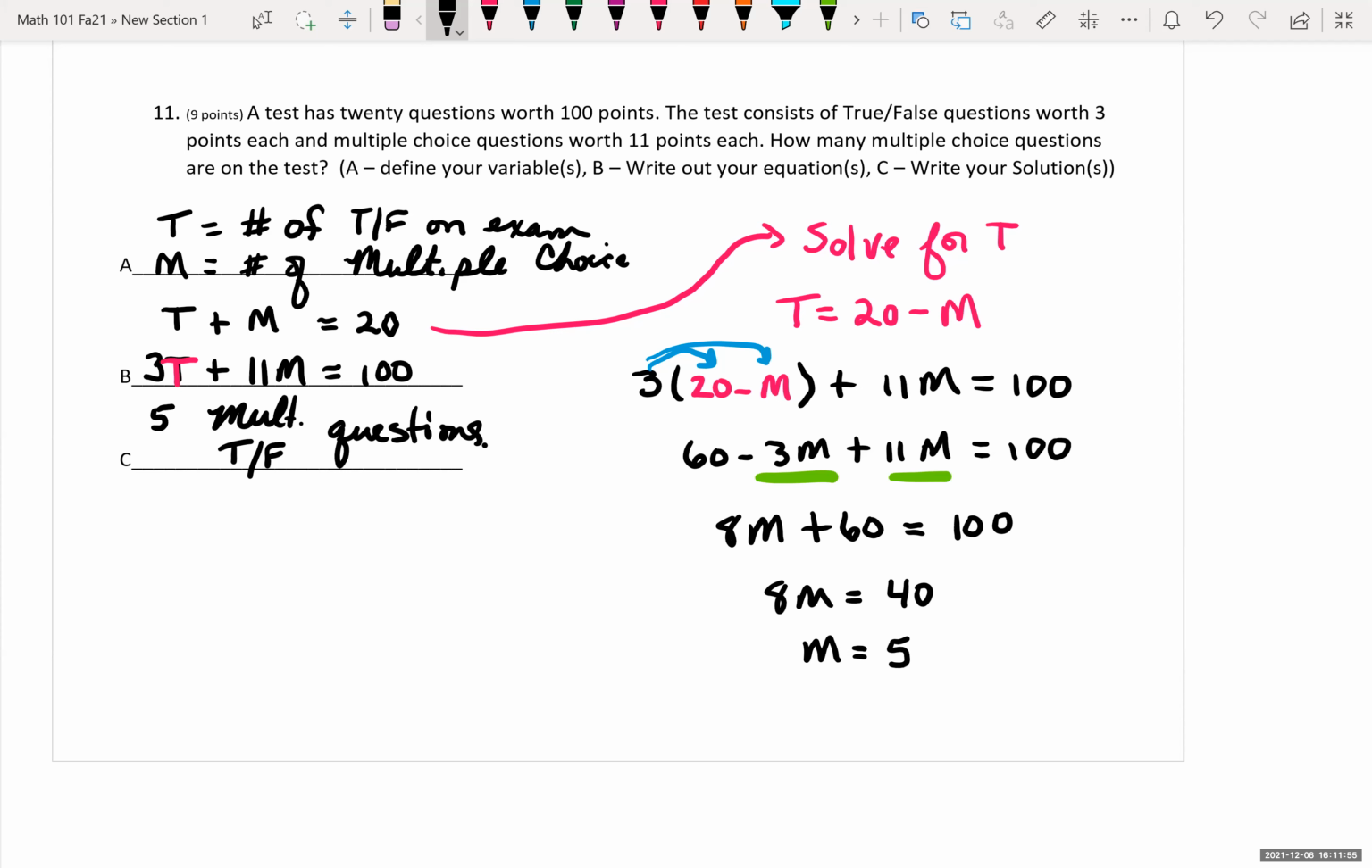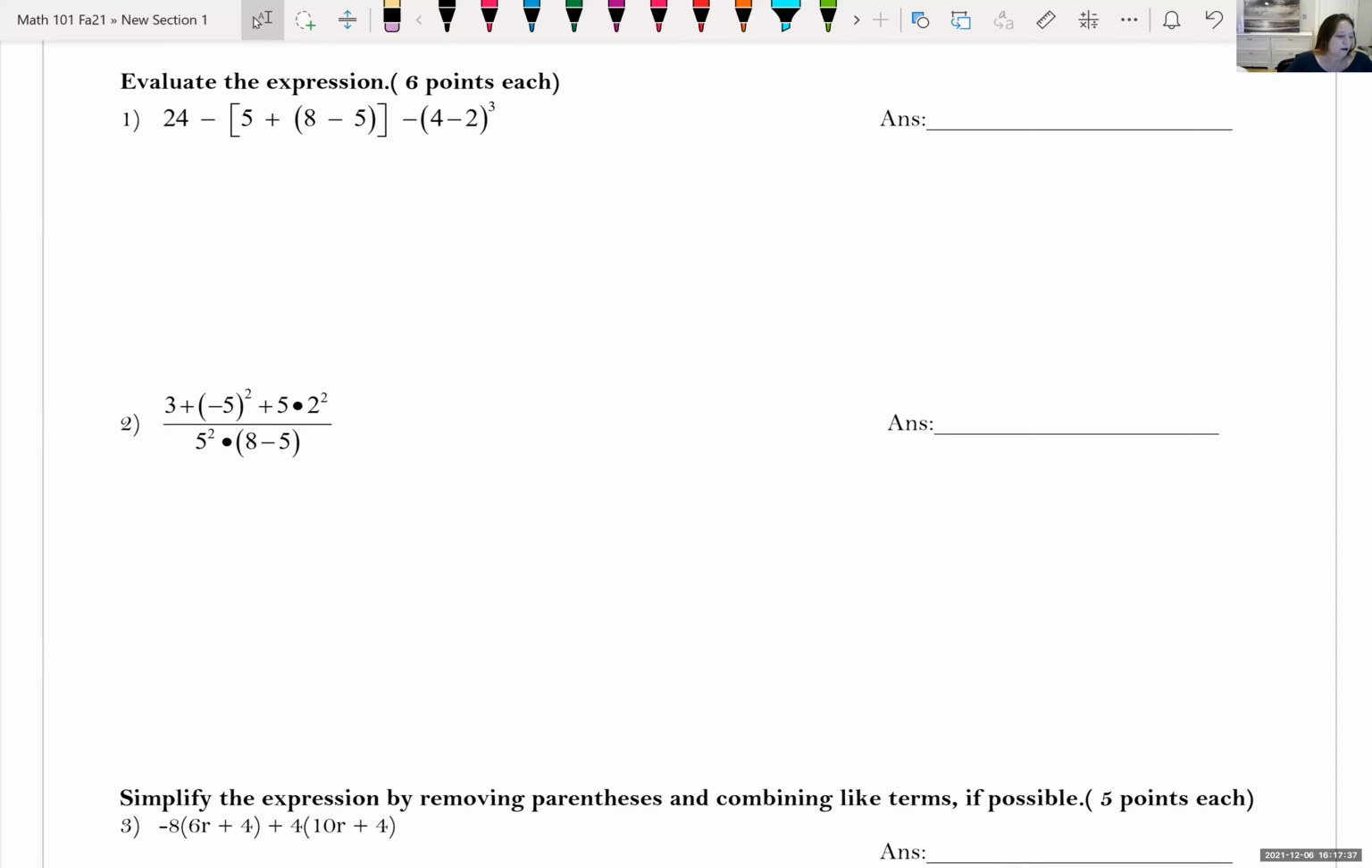And 20 questions, 5 of them are multiple choice. So again, 15 would be true, false. So in front of us is an old math final. The math final is going to be similar to what we're seeing here.